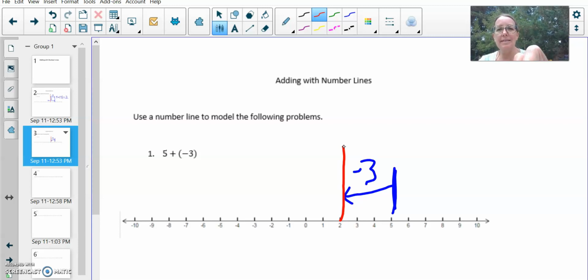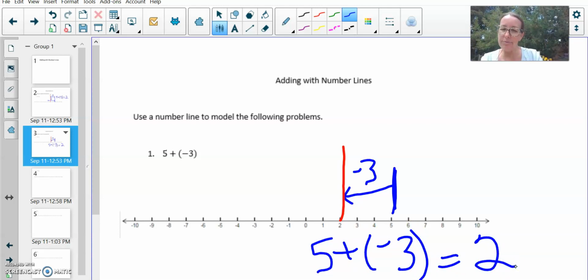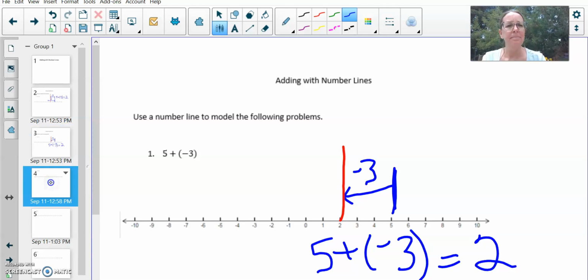So my number sentence is still the same, 5 plus -3 equals +2. So you can use whichever method you want. I actually prefer this second method because my diagram's a little bit neater. You don't have as many arrows to keep track of.